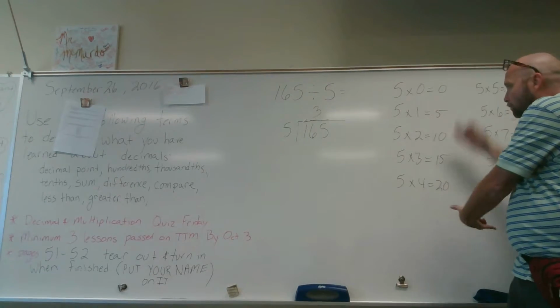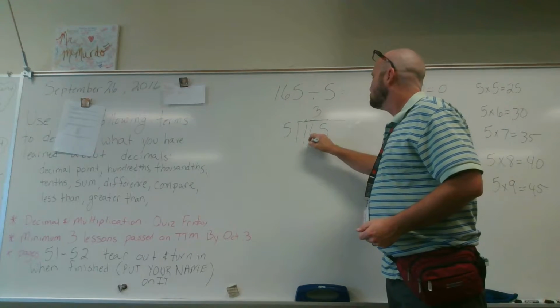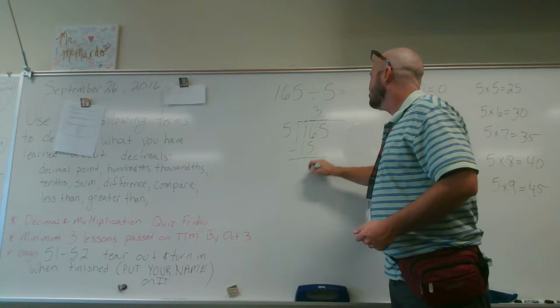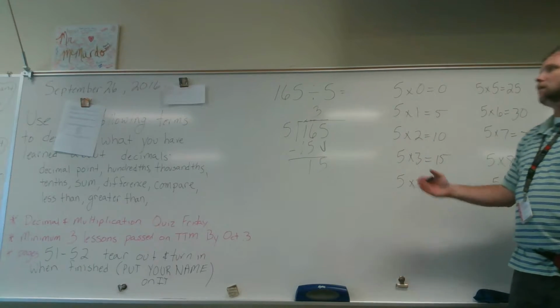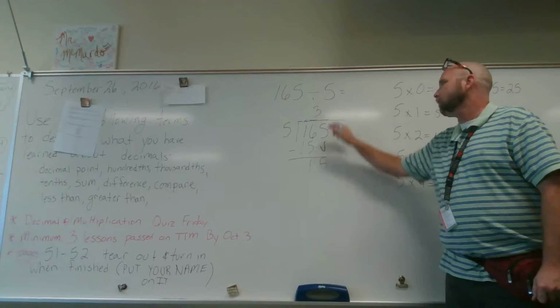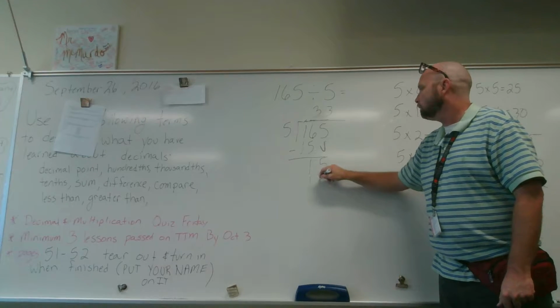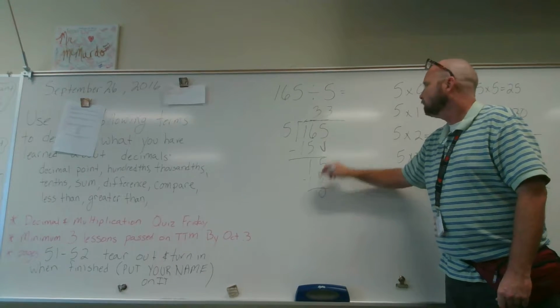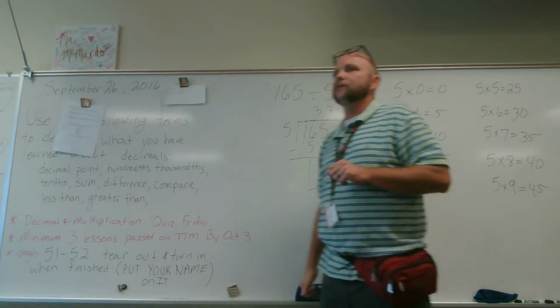I've already done the math. 5 times 3 is 15. So if I put 15 here, subtract, I get 1. I bring down the 5, and I get 15. Since 3 times 5 is 15, this is obviously going to be a 3. So I have 33 with nothing left over.